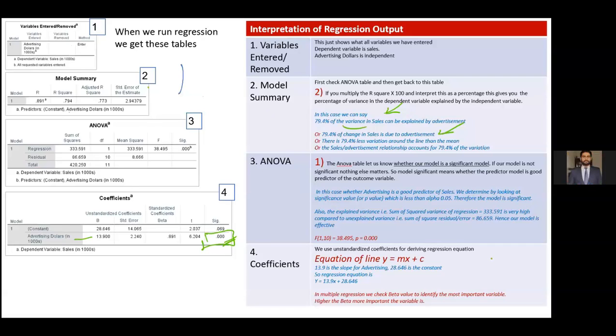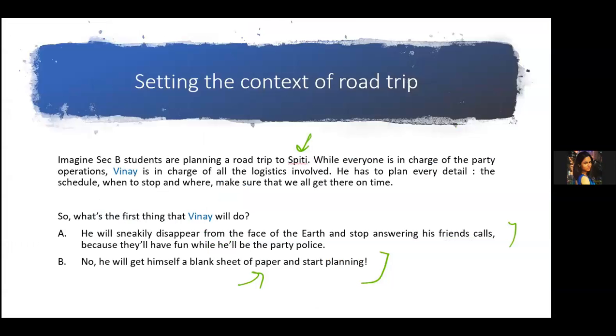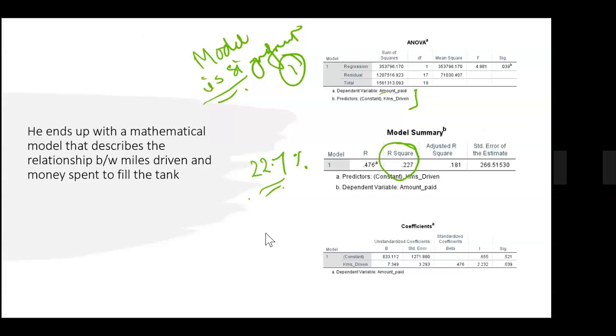So higher the R square, the better or the worse it is? The better it is. But if the variation is higher, how will it be better? It's the variation that it can explain.